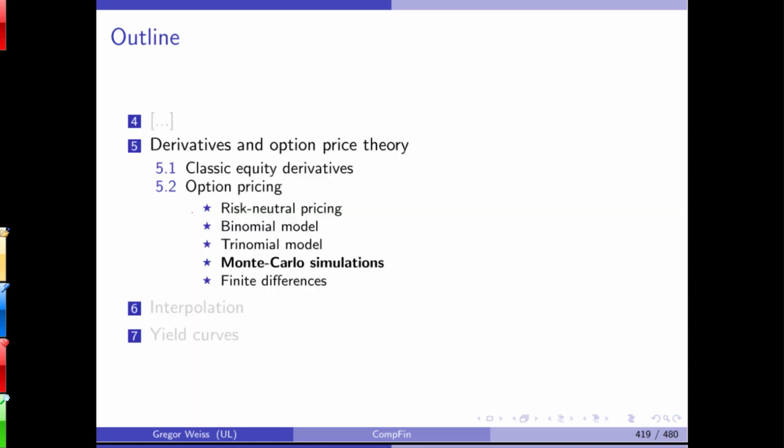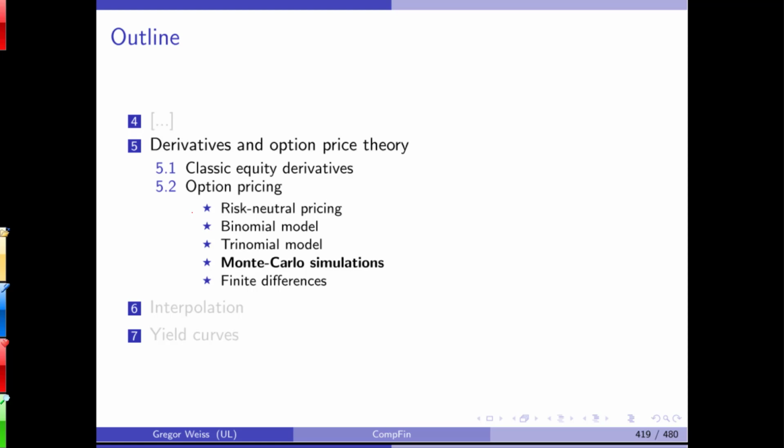Any questions concerning the binomial or trinomial model? There are several other extensions. The idea is always the same. We'll get back to this in a slightly different way with finite differences. As you've seen by now, what are we doing? We have a process that is continuous. Under this assumption of a continuous process, we are most likely not able to solve the Black-Scholes differential equation. So we need an approximation.